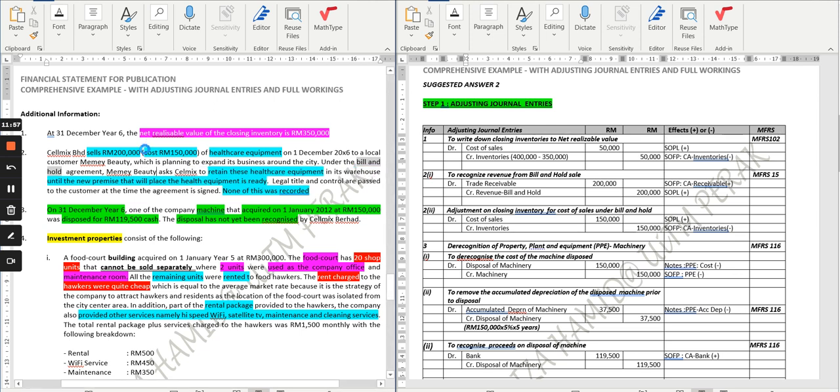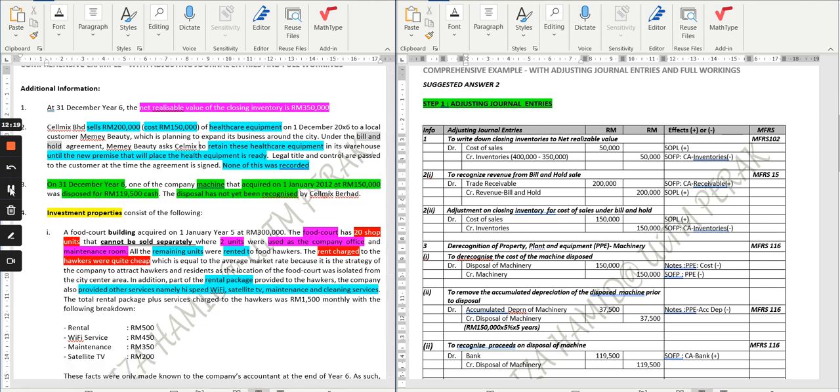Mimi Beauty asks Cellmix to retain this healthcare equipment in its warehouse until the new premise that will place the health equipment is ready. So we're not going to have it delivered to Cellmix, but it will be retained by us. However, the legal title and control are passed to the customer. Customer here is Mimi Beauty at the time the agreement is signed.